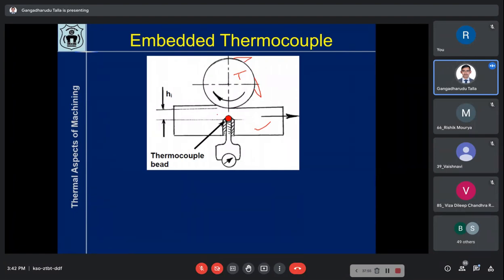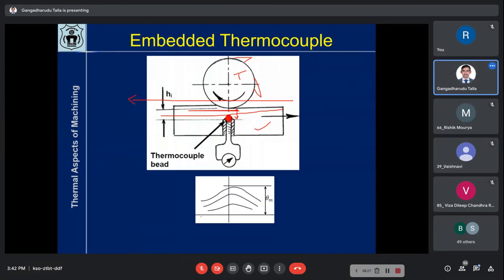Now here what you will do is, you will put the thermocouple at some depth, and you will take one cutting pass. Now you know the height and you know the measured temperature. Next time, another pass. Again the height will vary, the temperature will vary. Like that, you come very close to the thermocouple and note those temperatures. So it will be like this. At different depths, you will get different temperatures.